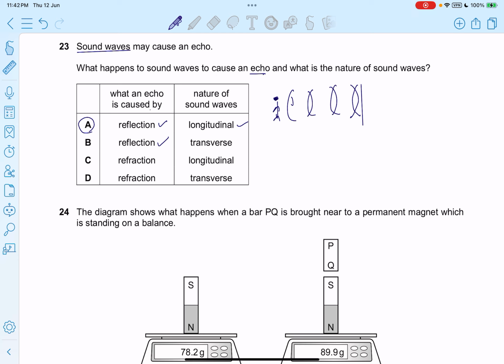So echo is caused by reflection of the sound wave. For the nature of the sound waves, you have to know that it is longitudinal, because there's compression and then rarefaction, then compression, rarefaction, which is only found in longitudinal waves. For transverse, they have two waves going perpendicular to each other like this. That is transverse waves. So sound is an example of longitudinal waves. For 23, the correct answer is A.